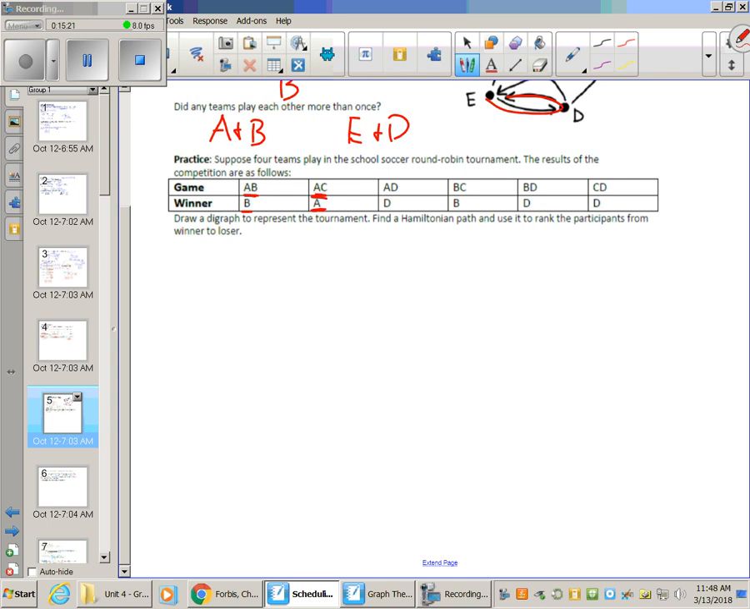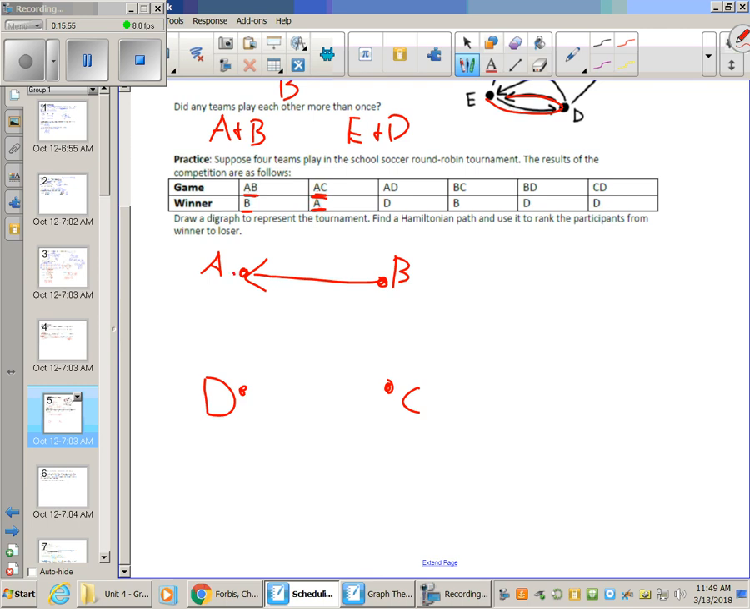So let's make a digraph that follows along with that. Say I have vertices A, B, C, and D. Looking at the first pair, AB, it says that B is the winner. So B is pointing at A: B beat A. Think of him as pointing at him and saying, ha ha, I beat you. What about AC?